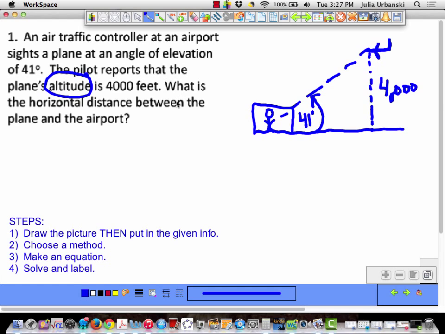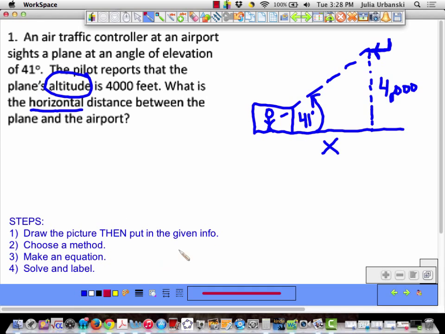Question, this is where we put our x. What is the horizontal distance? This is vertical, this is horizontal. So what's the horizontal distance between the plane and the airport? Right there, between the plane and the guy sitting at the airport. That's it. You make your picture, now you just solve it.